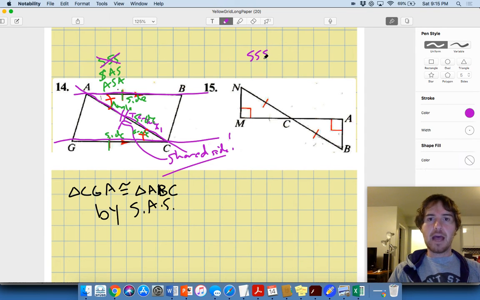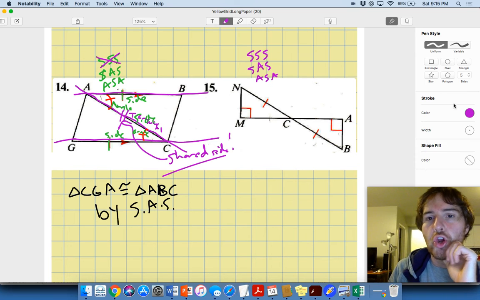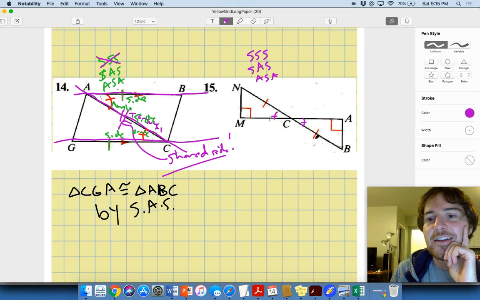Okay. Options to choose from: SSS, SAS, or ASA. Let's check it on out. We have angles here. Ooh, we have an angle here. Very nice. We have a side. That's good. Do we know anything about that side length? No. Do we know anything about that side length? No. Not going to be SSS. Do we know anything about that length? No. So it's not going to be SAS.